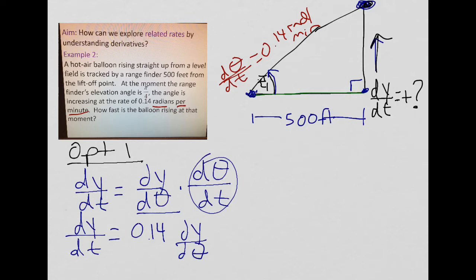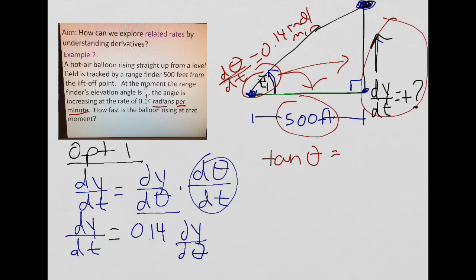If you look at your triangle, sometimes you need the Pythagorean theorem, but other times you may just need something simple like SOHCAHTOA. Notice that we have this angle, this side, and this side is what concerns us. So that's opposite over adjacent. So tangent of theta is equal to y. I said it, but I didn't write it. I apologize. You're not going to put a rate in your equation. So we have y over 500.